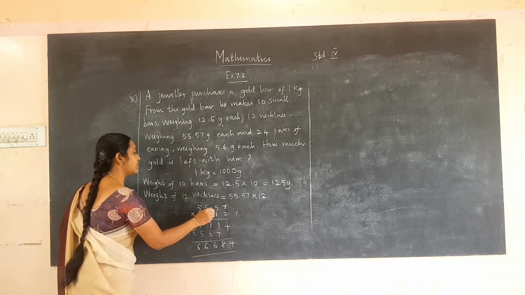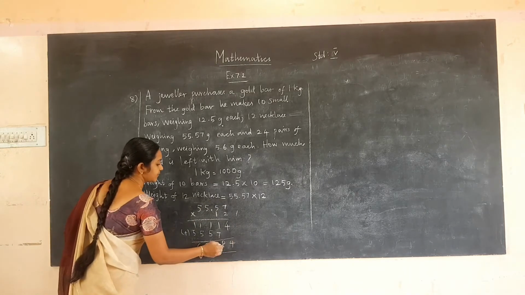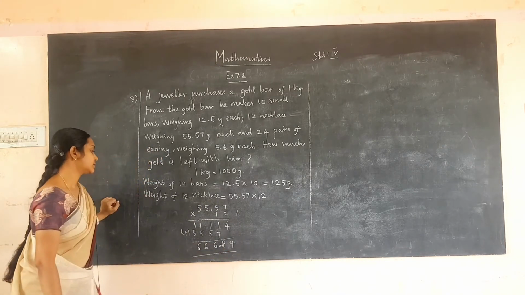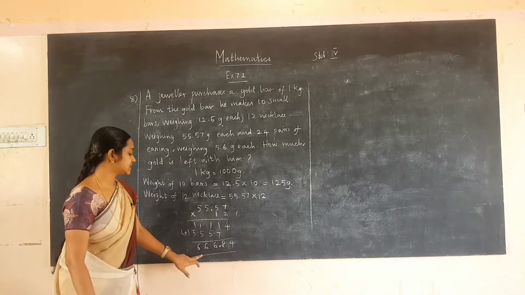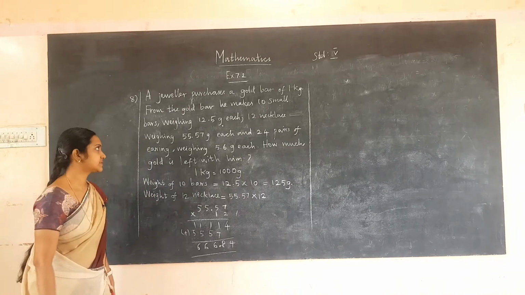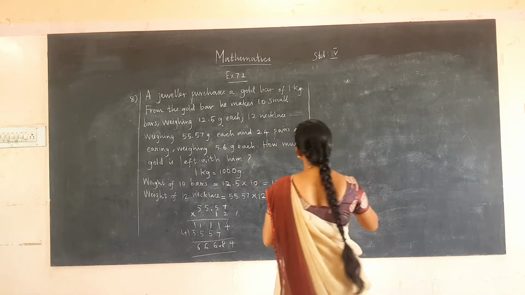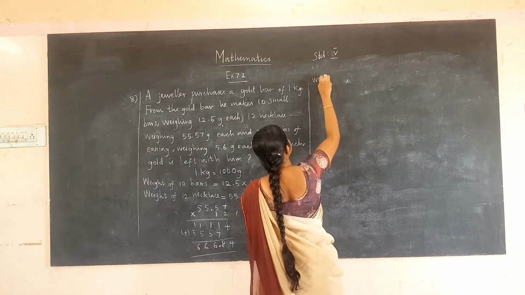Here the decimal point is before 2 places. So here also we have to keep the decimal point before 2 places. So the weight of 12 necklaces is 666.84 grams. Next we are going to find weight of 24 pairs of earrings.